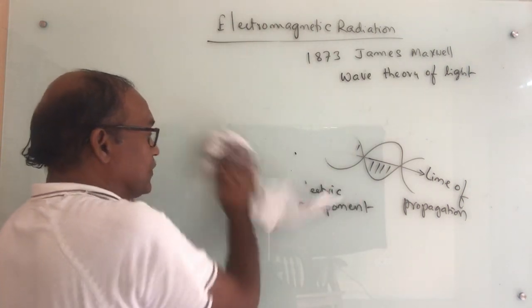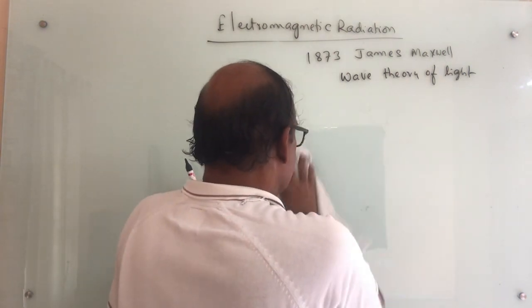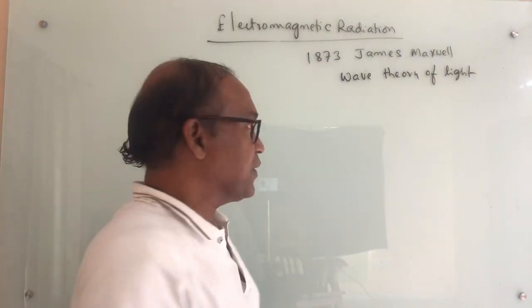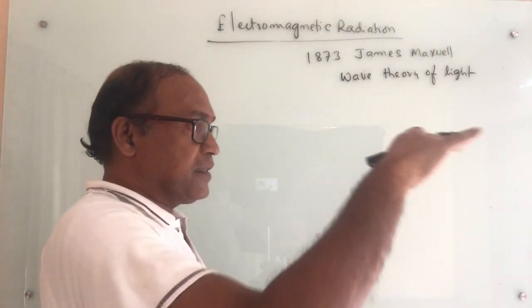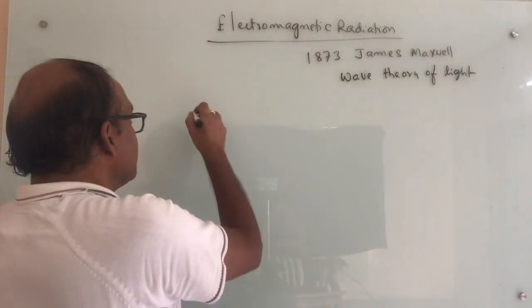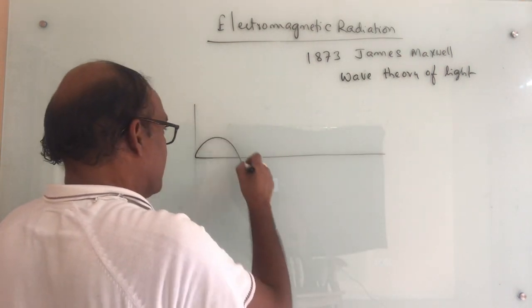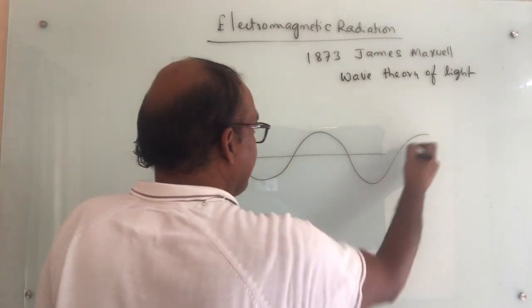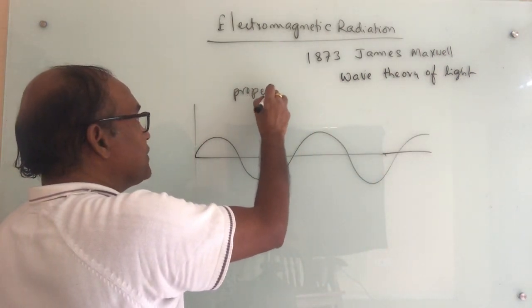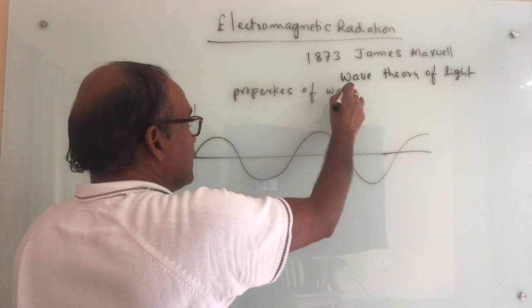Any wave which we can witness, in the form of a water wave, disturbs the water surface. So, the properties of a wave.